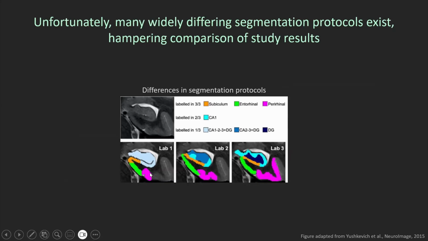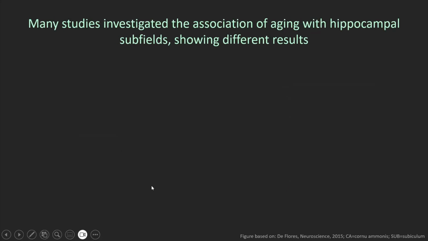For example, if you really focus on the pink region, the perirhinal cortex, you can see that it covers a different area for each of the 3 laboratories. So if each of these laboratories did a study on the perirhinal cortex, you wouldn't know how to compare these results. That's very confusing.